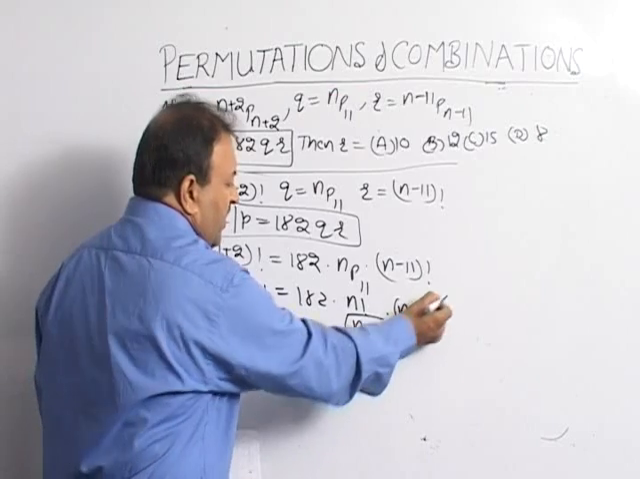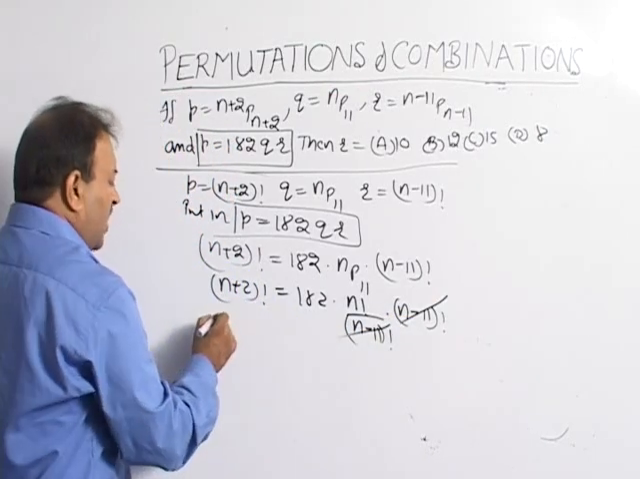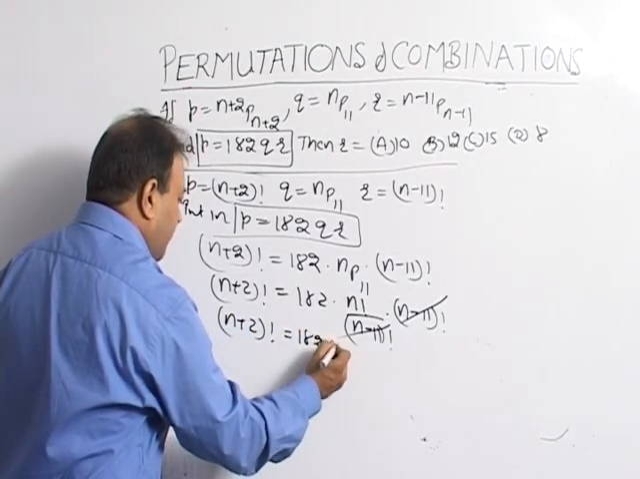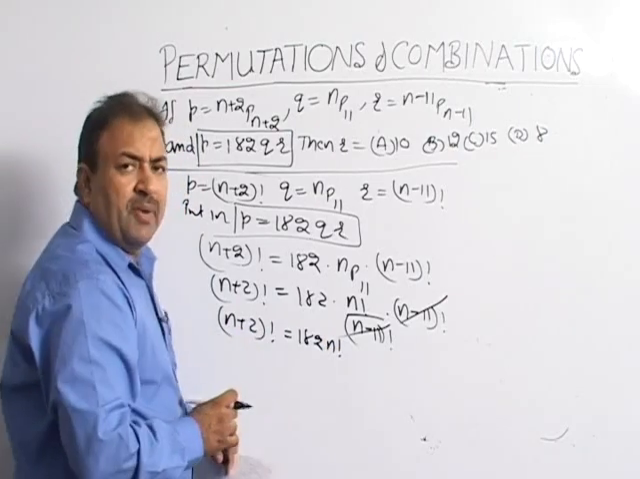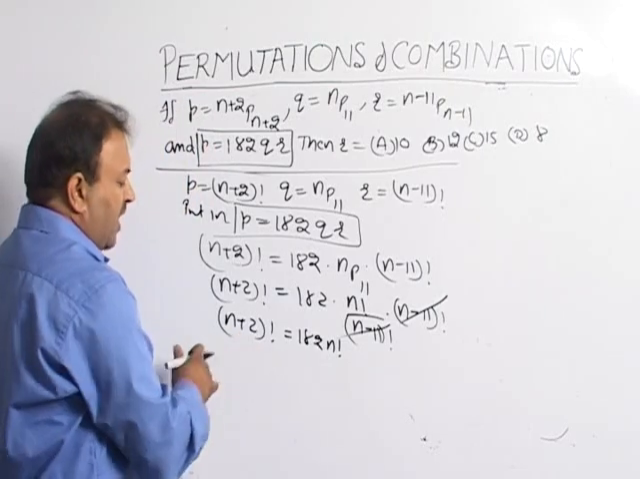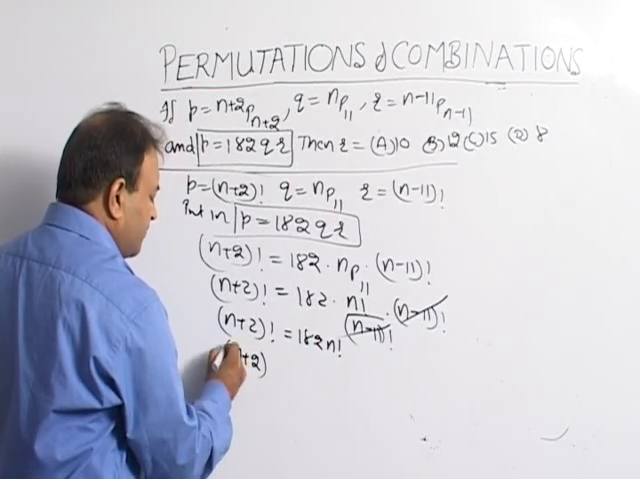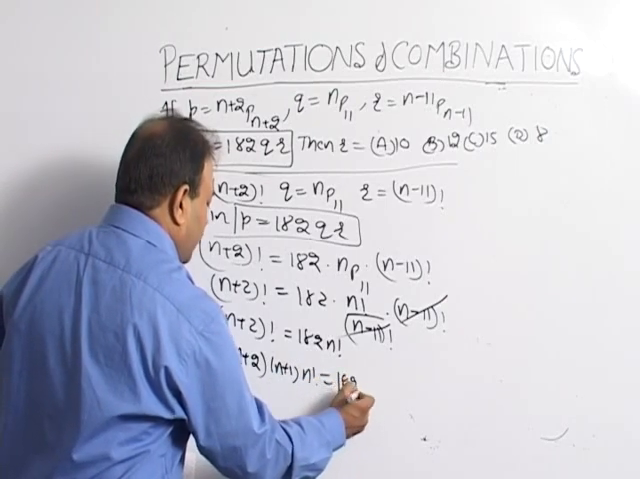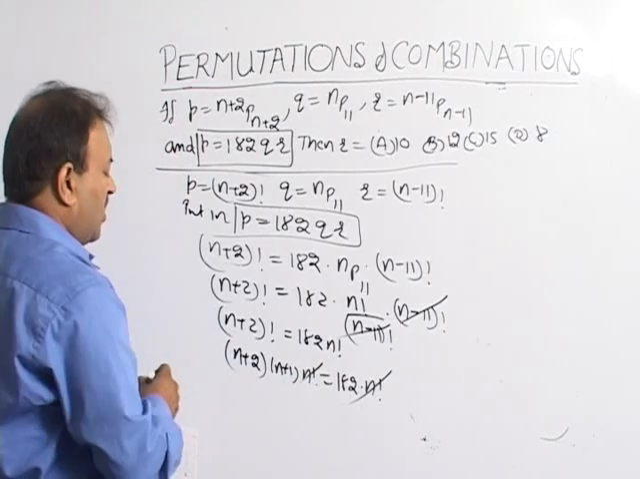Now clearly we can cancel out n minus 11 factorial, n minus 11 factorial. We are left with n plus 2 factorial is equal to 182 into n factorial. Now we look upon which is the greatest term, n plus 2 or n. We find out n plus 2 is the greatest, जो दोनों में बड़ी है. बड़ी को छोटी में कैसे कन्वर्ट करेंगे, हम लिखेंगे n plus 2 into n plus 1 into n factorial is 182 into n factorial. n factorial आपस में कैंसिल आउट हो जाएगा.